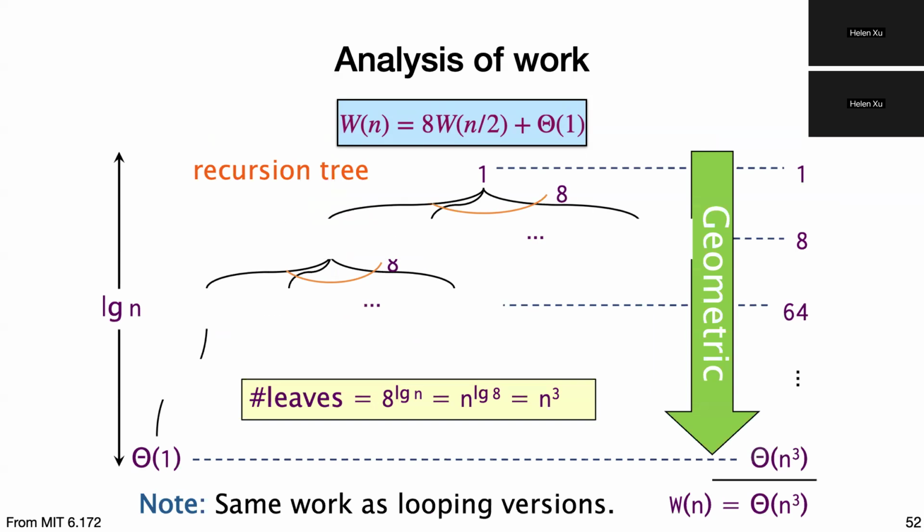So the way that we argued about the work is that we first reasoned about the number of leaves, which is that we have 8-way branching. The height of the tree is log n, so that's n to the power log base 2 of 8, which is n cubed. Went all the way down. Each one has Theta(1) work. It's just a single multiply-add, and that's the same as the 3 nested loops.